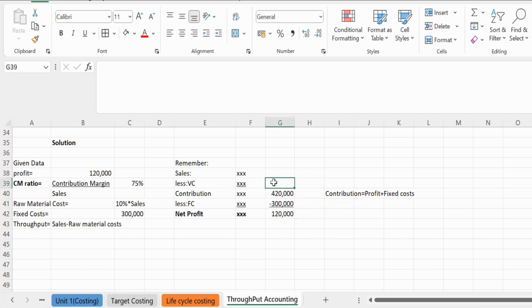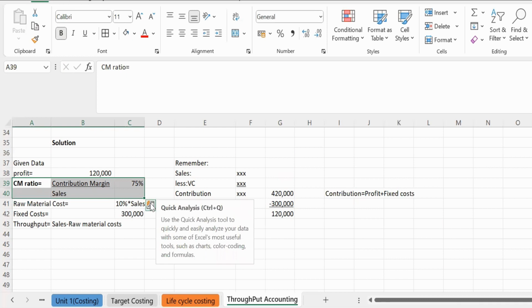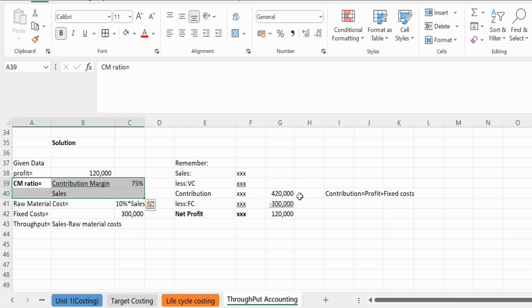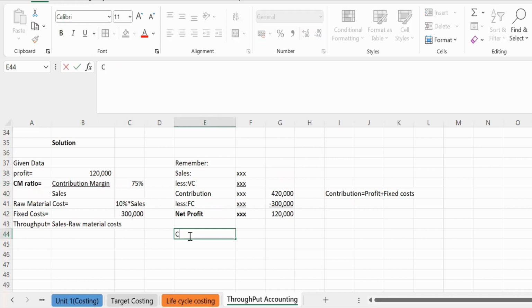Now, I ask myself, what are the variable costs? Sales of course is what I am aiming to find. So, if I have this contribution margin and this CM ratio, how should I determine the sales value? I know it is possible, because the CM ratio is 75%.